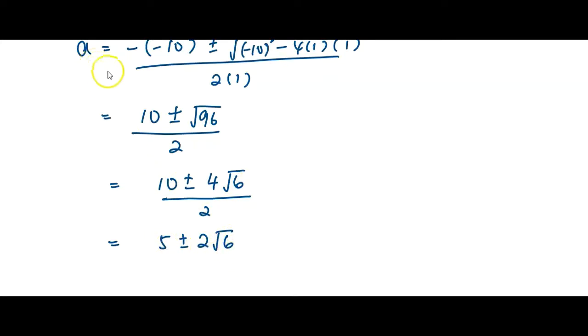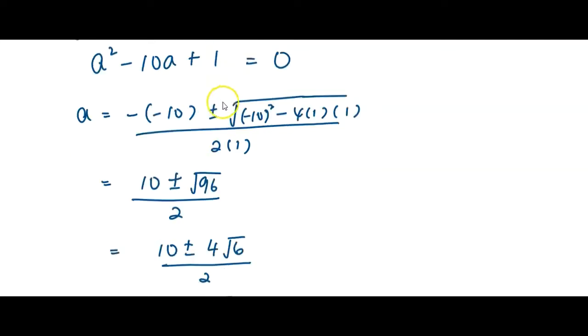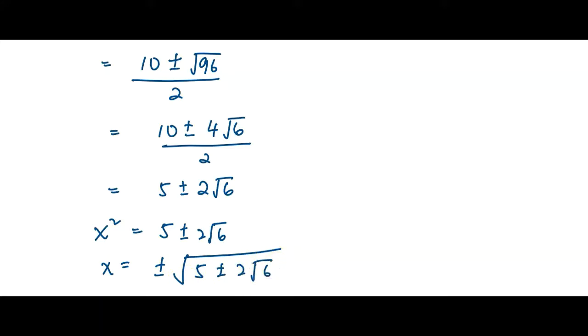So now our objective is not to get a only, but to get x. Since a is representing x squared, I will replace back a as x squared. That is x squared equals 5 plus minus 2 surd 6. So x will be positive negative square root of 5 plus minus 2 surd 6.